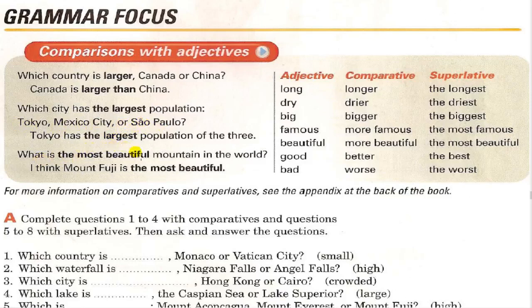What is the most beautiful mountain in the world? Mount Fuji is the most beautiful. So you compare between Mount Fuji, mountain, and all other mountains all over the world.